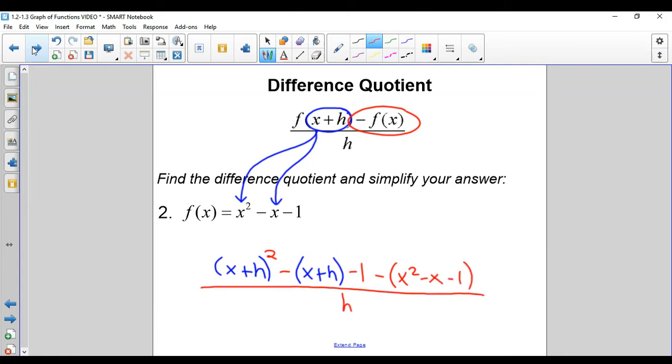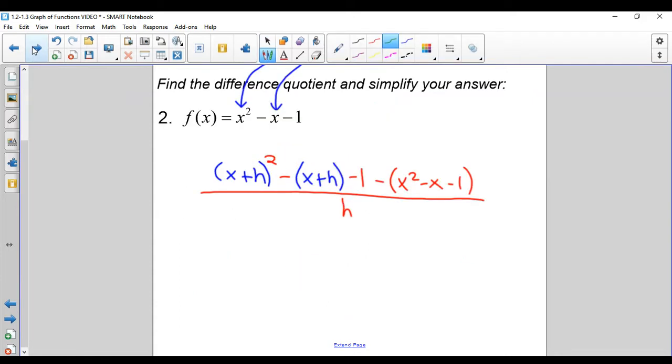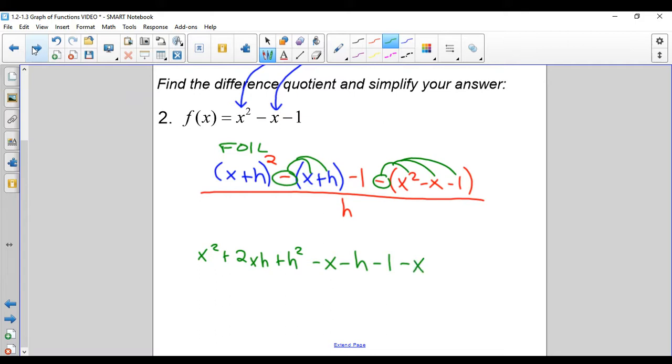All over h. Again, if you do this correctly, anything without an h should cancel. Anything with an h will be left over, and therefore the bottom h will cancel out. You need to FOIL this. So we get x squared plus 2xh plus h squared. Distribute a negative, get minus x minus h minus 1. We rewrite that portion, distribute the negative here, and then we'll do a bunch of combining like terms.